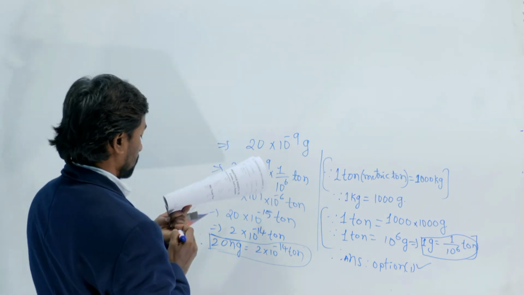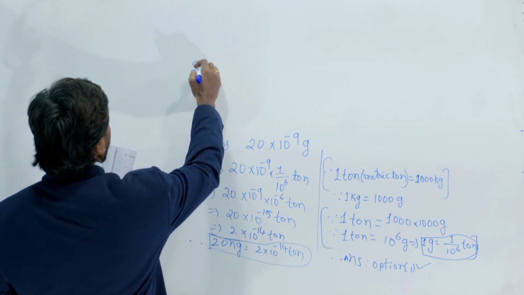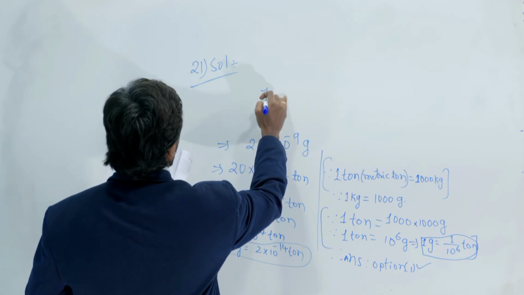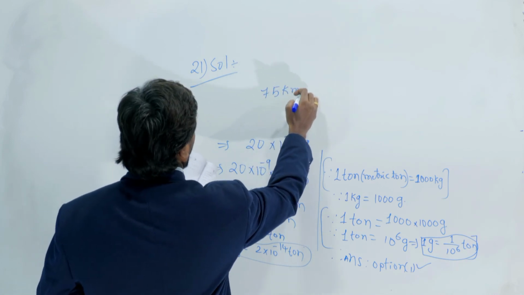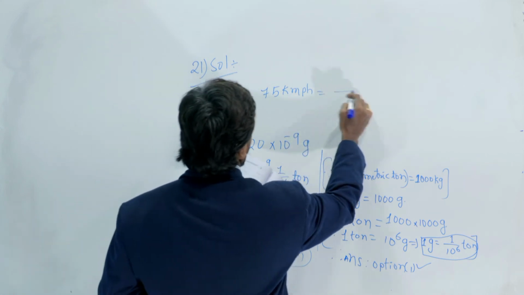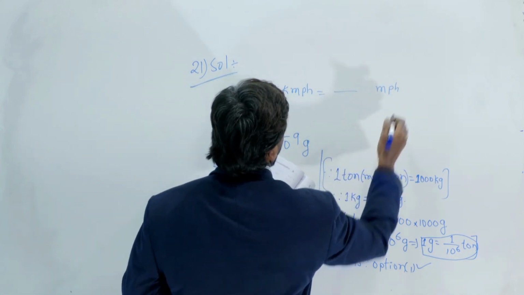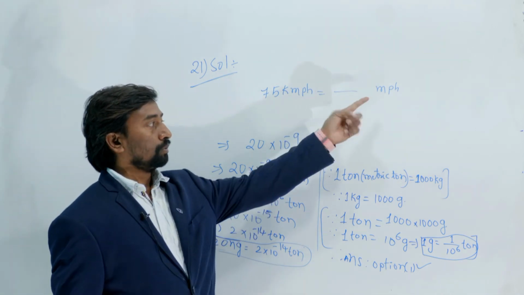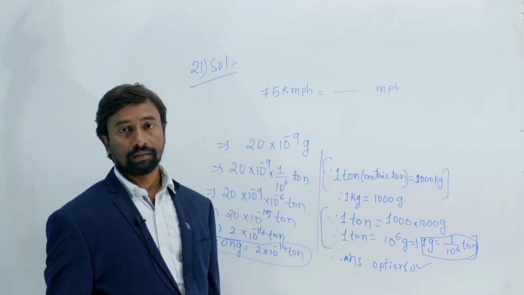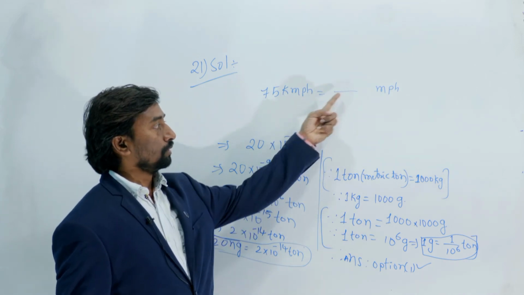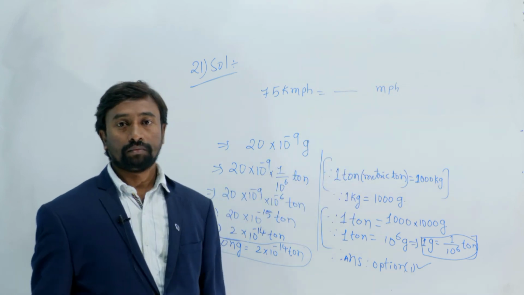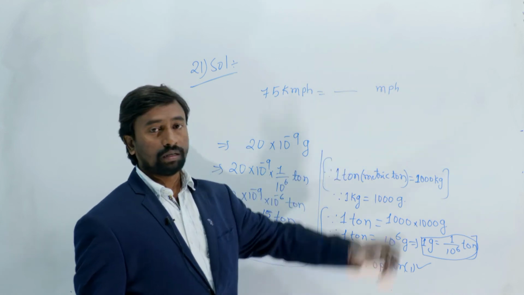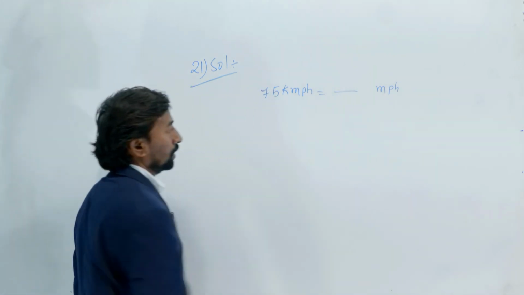75 kilometer per hour. So the 21st one. The question here is: 75 kilometer per hour is equal to dash meter per hour. In the previous problem we converted kilometer per hour into meter per second. So here they are asking kilometer per hour into meter per hour. The same as that.